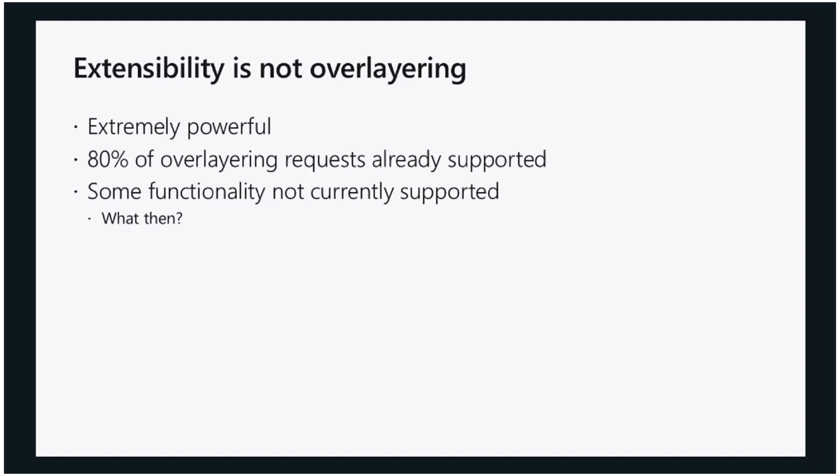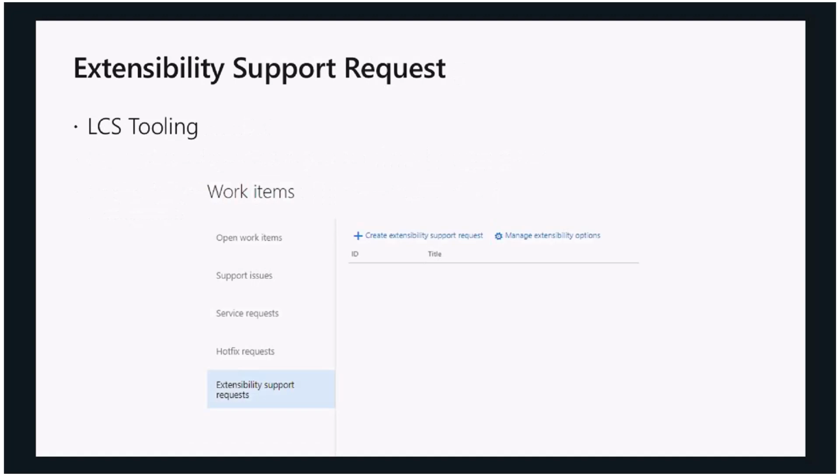So what do you do then? What do you do in that case? We have added tooling within LCS to capture extensibility support requests. So either you as a VAR working with the customer, or you as an ISV will have an LCS project, and you will come in here and create an extensibility support request to document exactly what area of the application you need to be extended or added or delegate, whatever the additional extensibility piece is that you need for your solution.